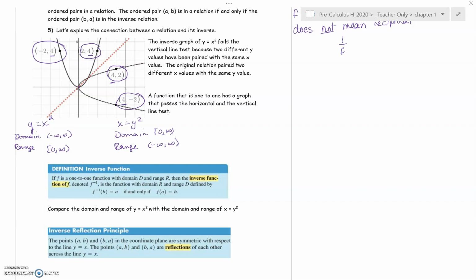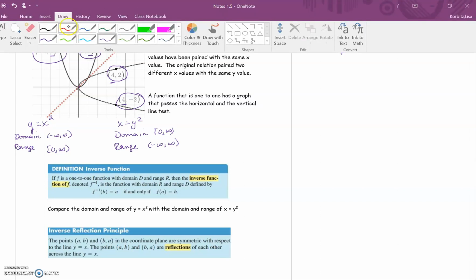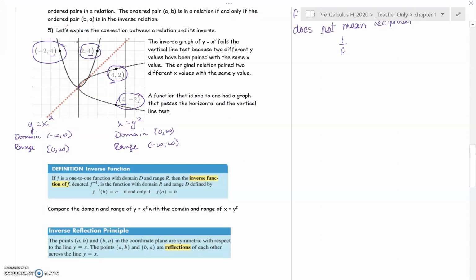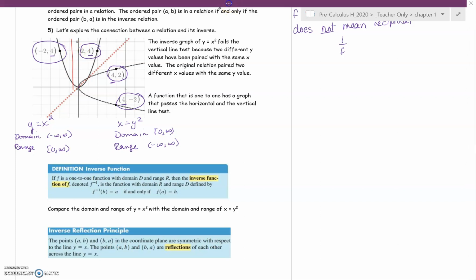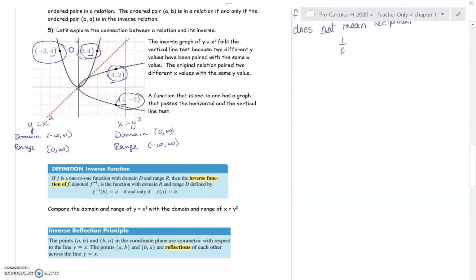So let's talk a little bit more about what it means to be 1-to-1. So notice in my original function, y equals x squared, my function passes the vertical line test. Any vertical line will only intersect that graph one time. However, if you do a horizontal line test, notice that your graph does not pass the horizontal line test. So that means when you find the inverse, the graph will not pass the vertical line test. So again, a function f is 1-to-1. Go ahead and stop and read the definition of the inverse function.